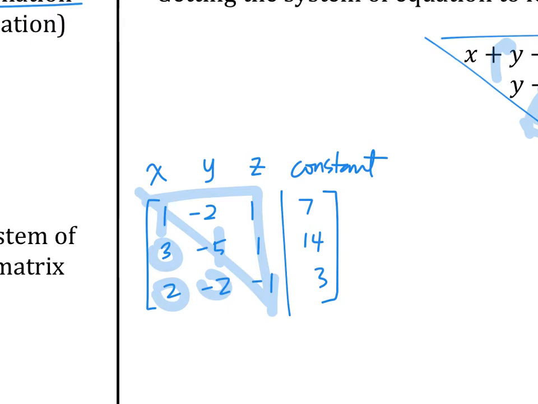All right, and then we got to get into this form. Ready? All right. Okay, so the first number should be a 1, which it is a 1, so we're good. Next, we need to get this 3 to become a 0. How do we do that?